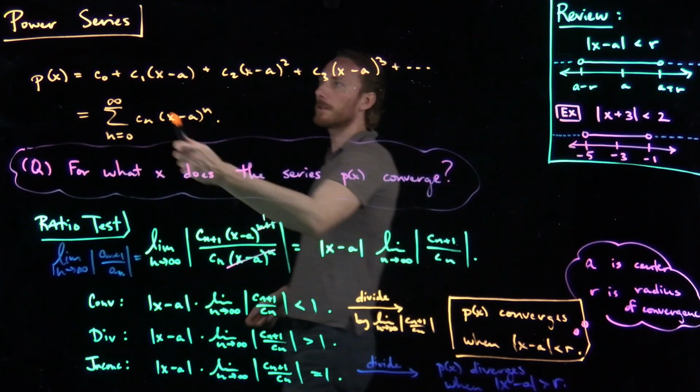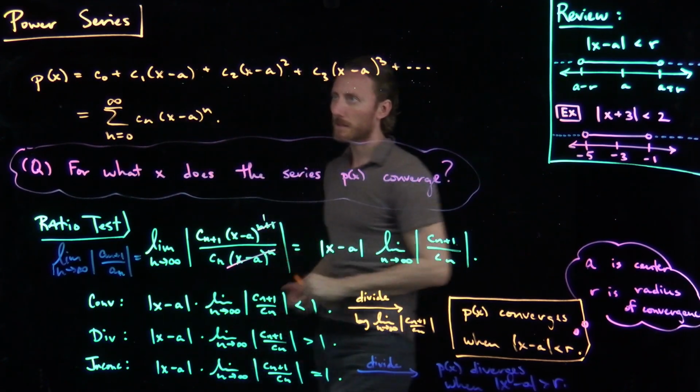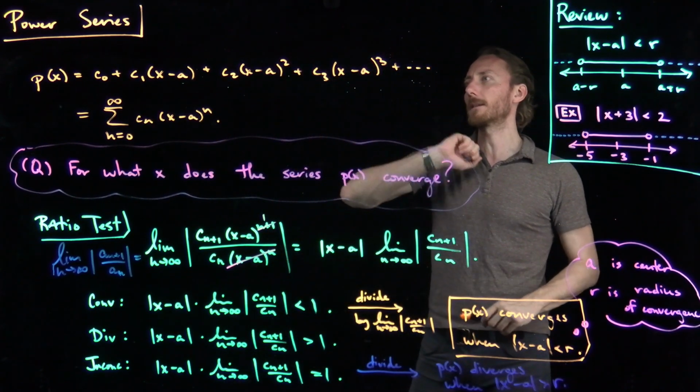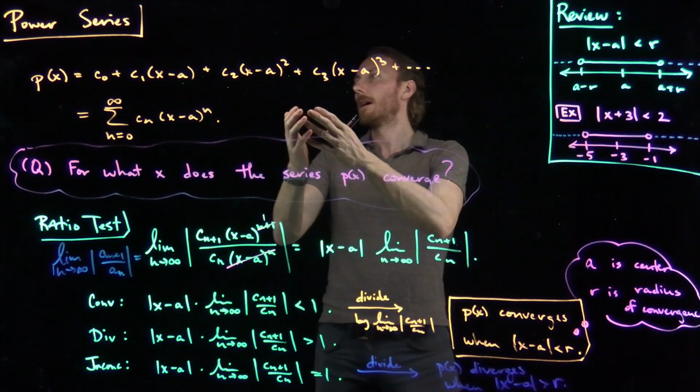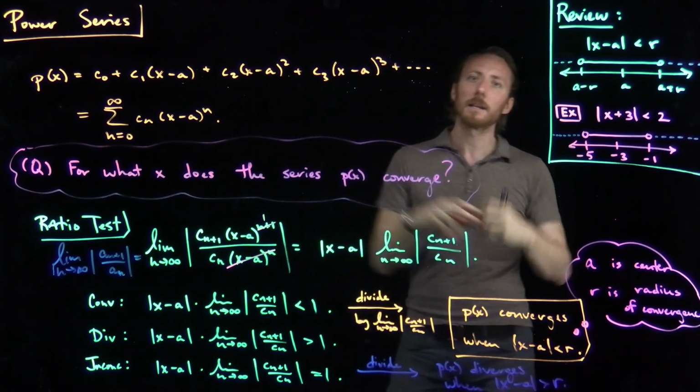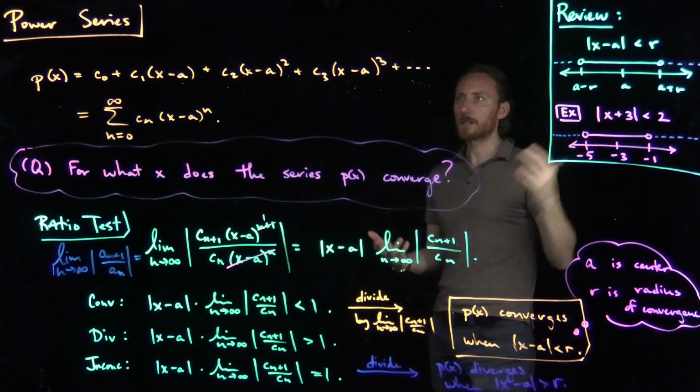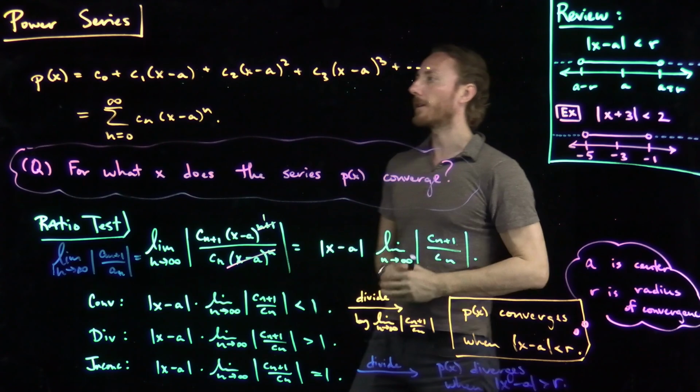So what is a power series? It's an expression c_0 + c_1(x - a) + c_2(x - a)^2 + c_3(x - a)^3 and so on. You can think of it as almost like a polynomial centered at x = a that is of degree infinity. It doesn't quit, it goes on forever.